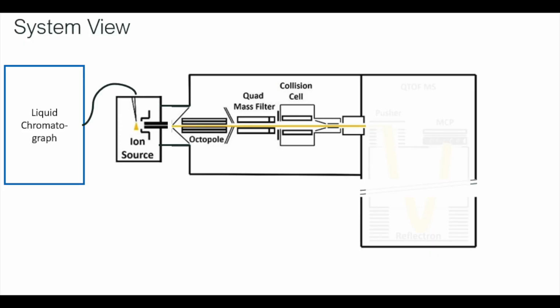This is a basic diagram of a liquid chromatograph high-res mass spec system. The LC performs some separation of the peptide mixture, and the ion source adds an electrical charge so they can be analyzed. To understand how a protein is identified, we'll need to focus on three key areas.